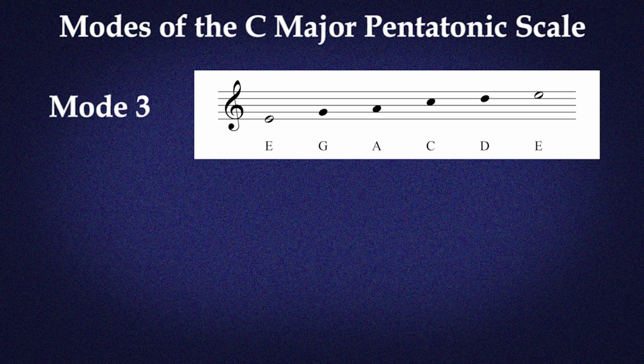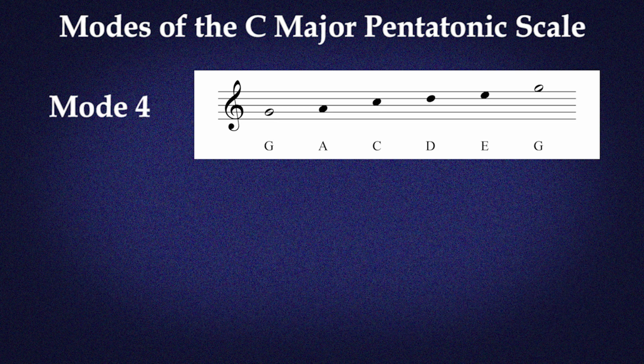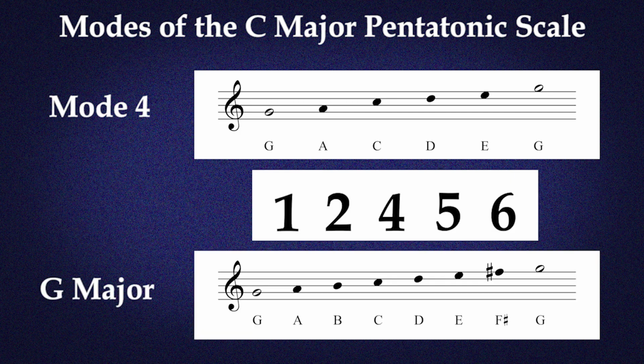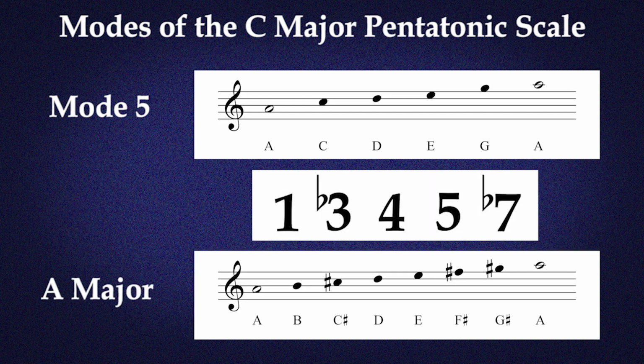The third mode is E, G, A, C, D. Its formula is 1, flat 3, 4, flat 6, flat 7. The fourth mode is G, A, C, D, E. Its formula is 1, 2, 4, 5, 6. The fifth mode is A, C, D, E, G. Its formula is 1, flat 3, 4, 5, flat 7.